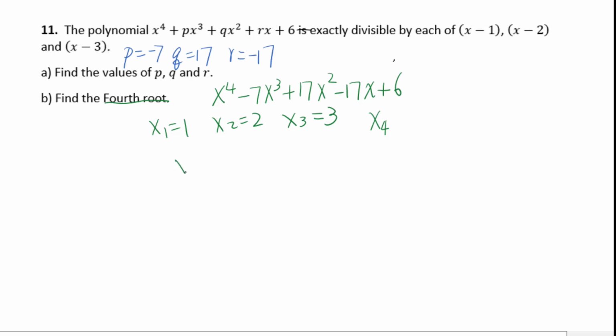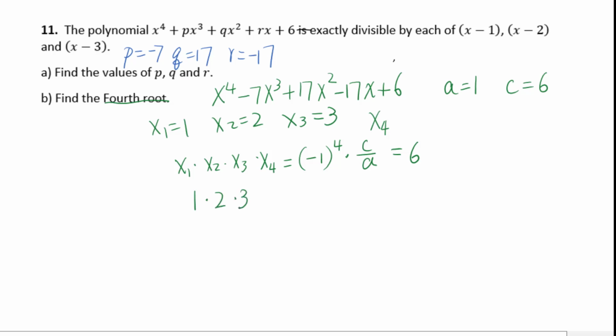We do know x1 times x2 times x3 times x4 equals negative 1 to the 4th power times c over a. For this polynomial function, we know a equals 1, c equals 6. x1 is 1 times 2 times 3, then times x4 equals 6, so x4 equals 1.